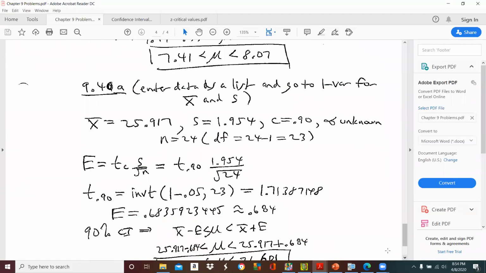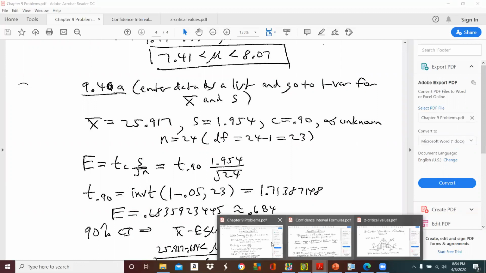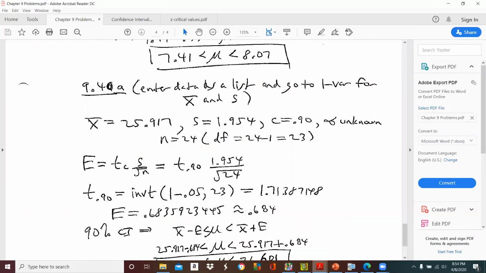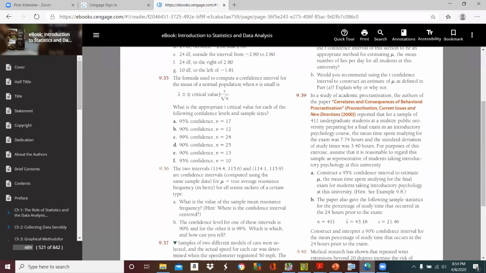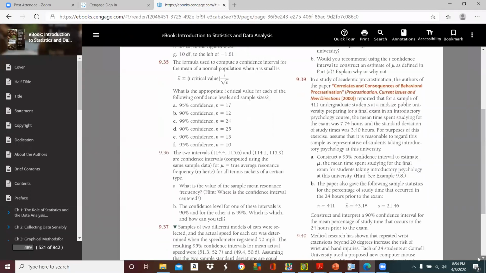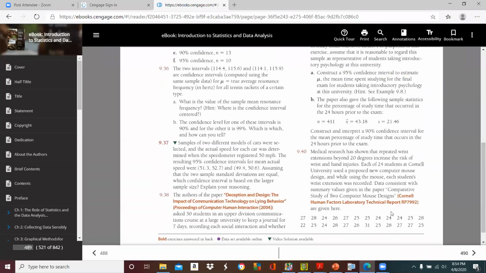Now, for 9.40a, which is on the same page, we're actually given a data set. What is this data set? Medical research has shown that repeated wrist extensions beyond 20 degrees increase the risk of wrist and hand injuries.